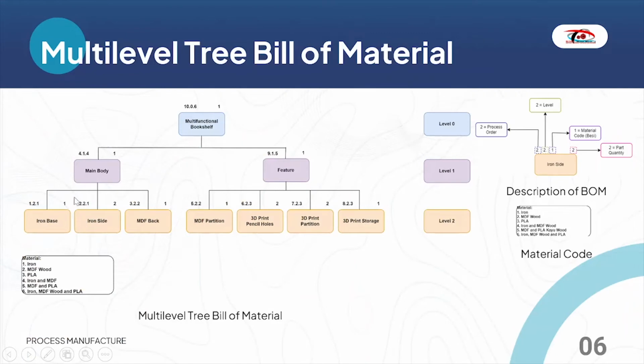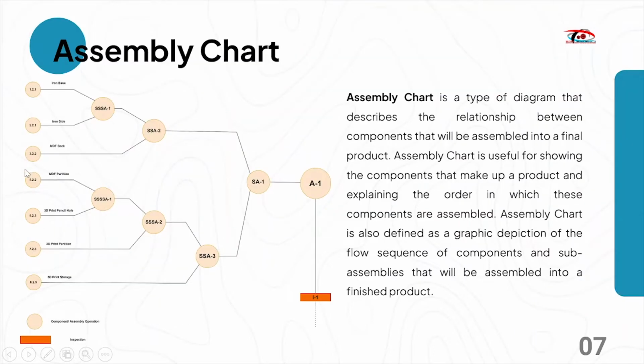We have to assemble the iron base and iron side. After that, we will assemble them too with the MDF bag. For the MDF partition, 3D print pencil hole, 3D print partition, and 3D print storage, we will do the assembly process, as you can see in the assembly chart here.